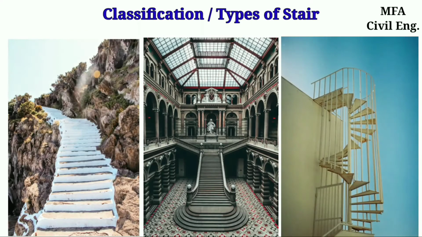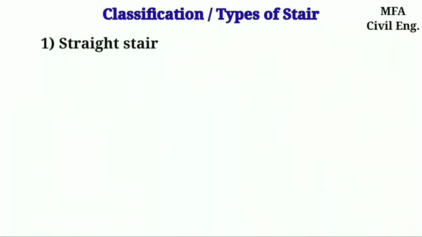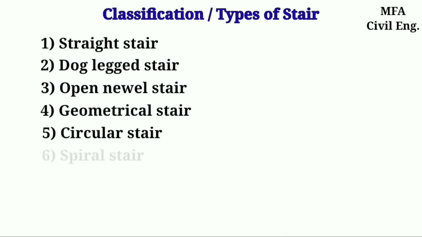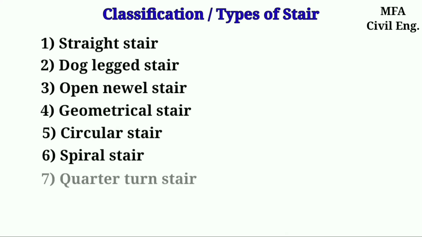Depending on the various arrangements of these steps, stairs can be classified into various types like straight stair, dog-legged stair, open newel stair, geometrical stair, circular stair, spiral stair, quarter turn stair, and bifurcated stair. Now let's understand every type of stair in detail.